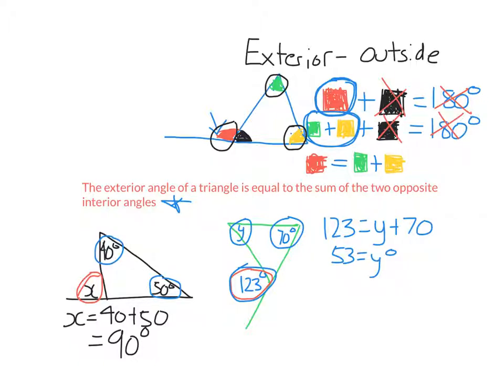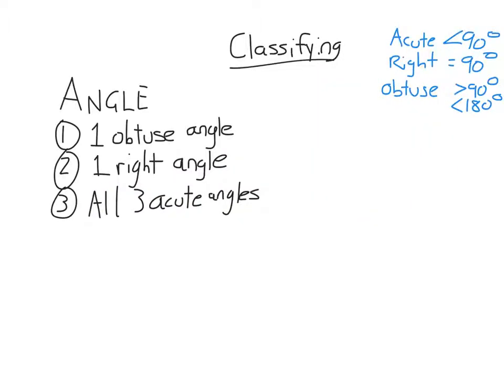All right, we're now going to go on to classifying triangles. Please pause and copy this down if you need. So we're now going to look at classifying different types of triangles. So just note, we're going to be talking about angles first up. So it's important that you recall acute angles are less than 90 degrees, right angles are equal to 90 degrees, and obtuse angles are more than 90 but less than 180.